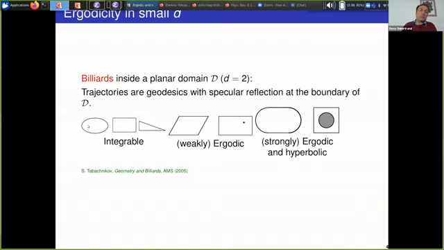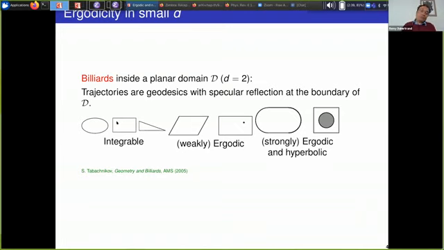You start with some initial position and some initial velocity, and then it will hit the boundary. Whenever it hits the boundary, you have the optical law of reflection, meaning that the angle of reflection is equal to the angle of incidence. And these types of models, seen as dynamical systems, have been very intensively studied also in the mathematical communities.